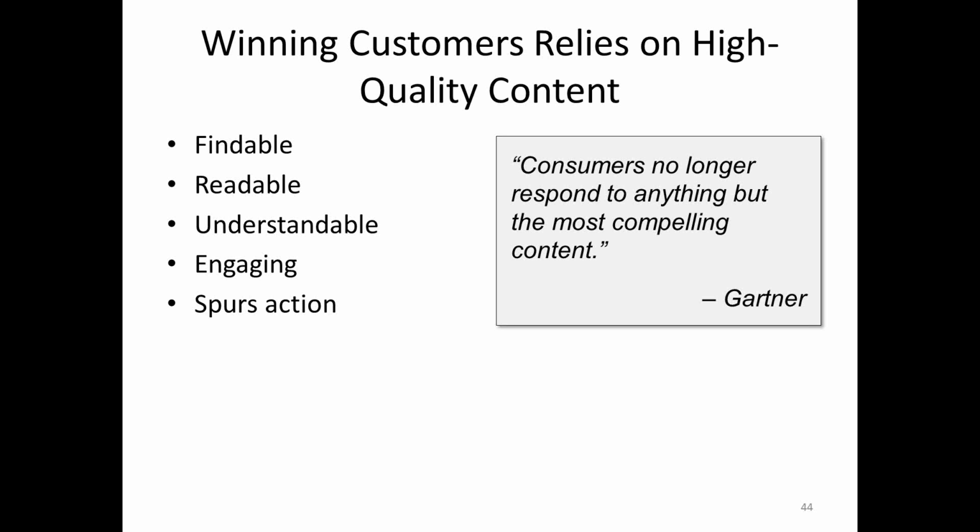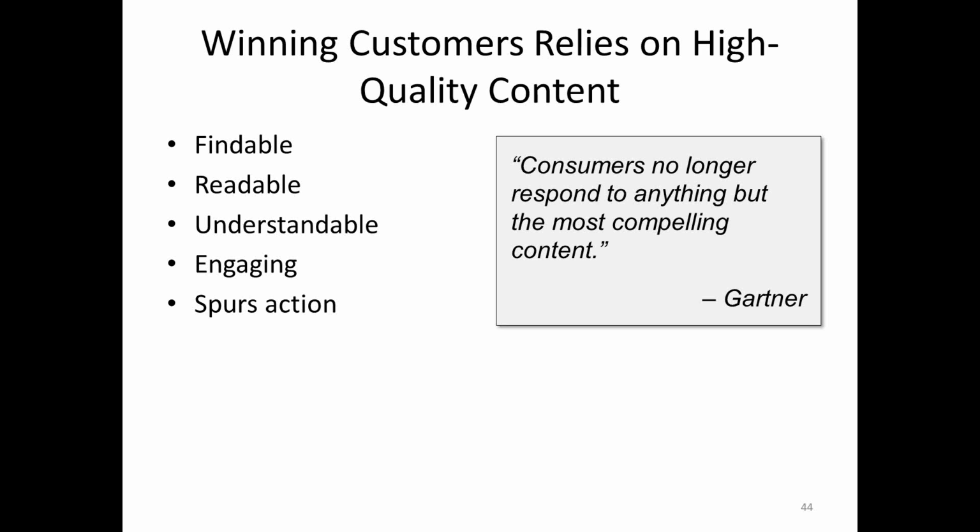This Gartner quote, I think, is a fantastic one. Consumers no longer respond to anything but the most compelling content. I think the rest of the quote says something about how consumers are inundated with pleas for attention from marketers, from everybody. So they won't respond to content that's boring, that's hard to read, that's filled with jargon, that's difficult to understand. They just won't respond to that.